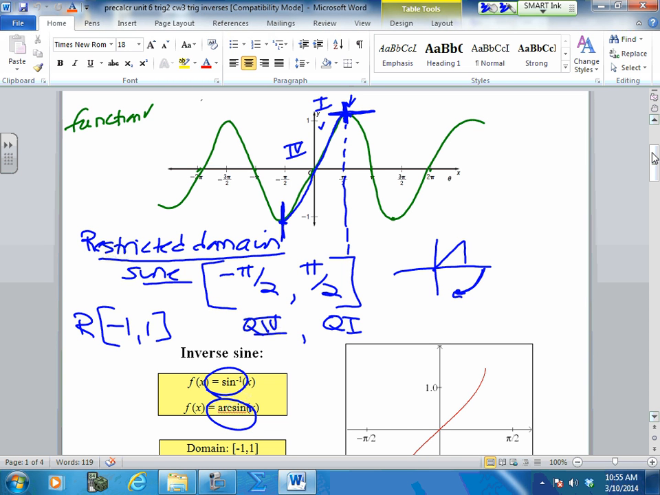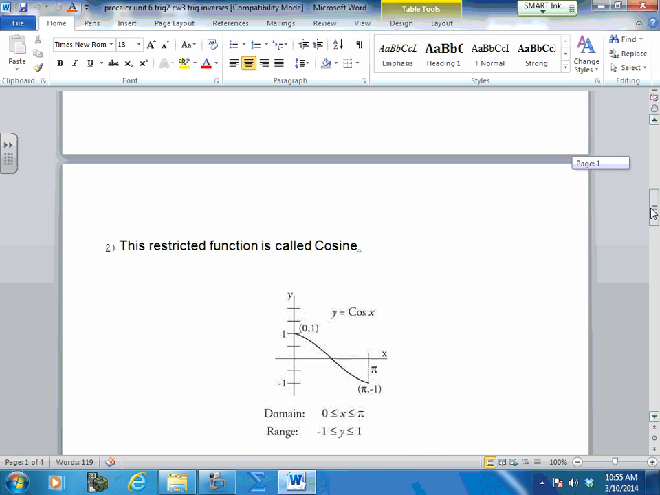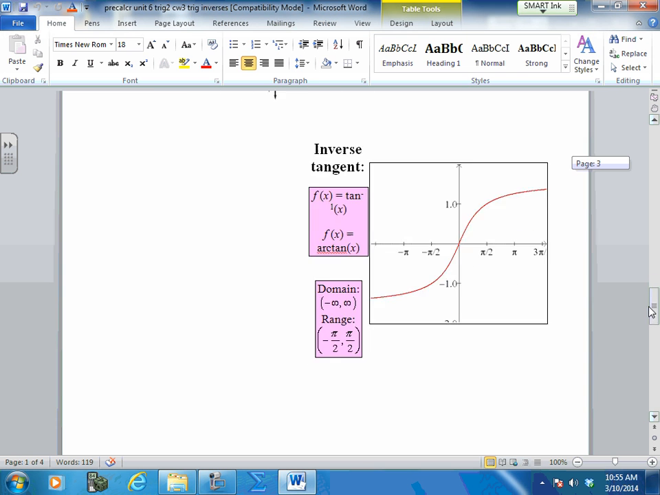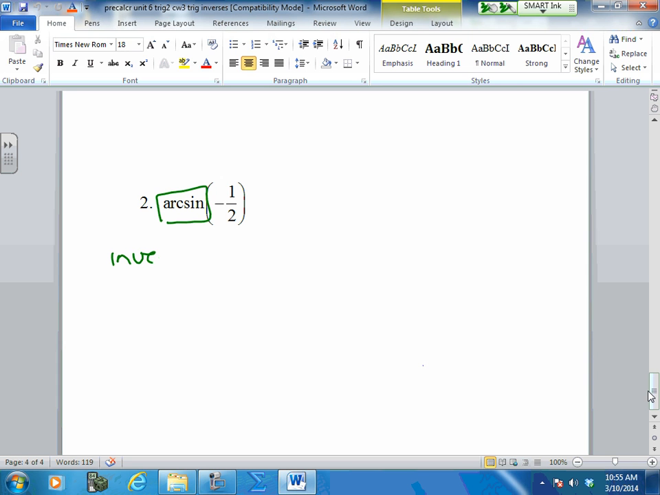Right? Okay, so let's go down here to this guy. Arc sine. Now, I see an arc sine. That means I have an inverse function.